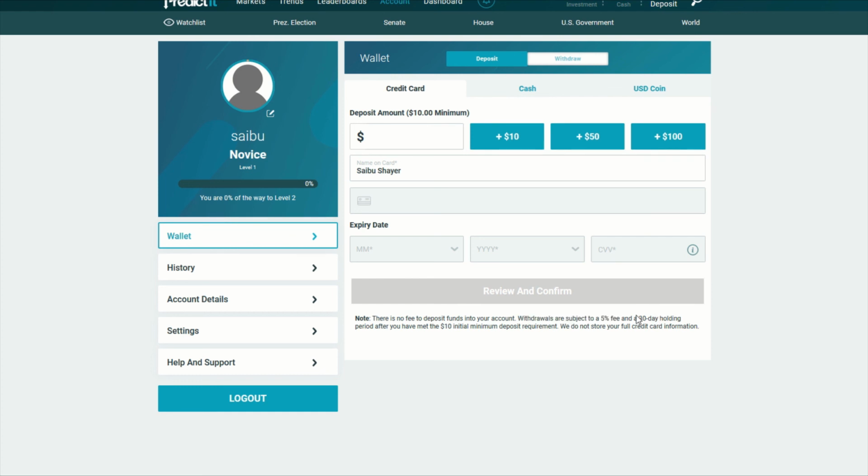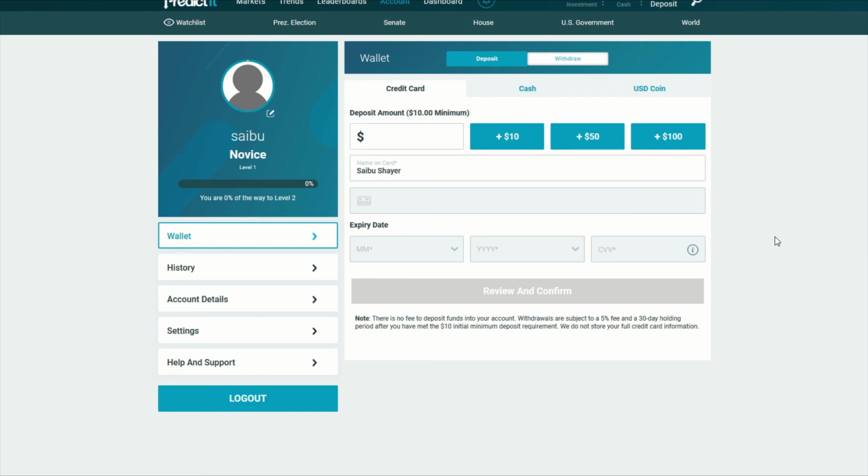Also, don't forget that there is a 30-day holding period after your initial $10 minimum deposit. So keep in mind, after you put in your money, you cannot take it out within 30 days. Also, you can put in this money from a credit card. When I funded my account, I did that via a credit card. So if that's something that you guys want to do, you can do that.